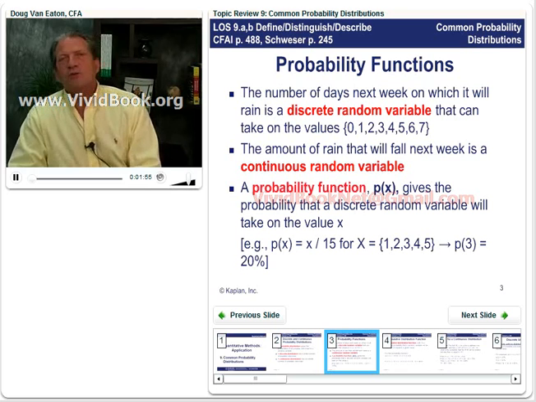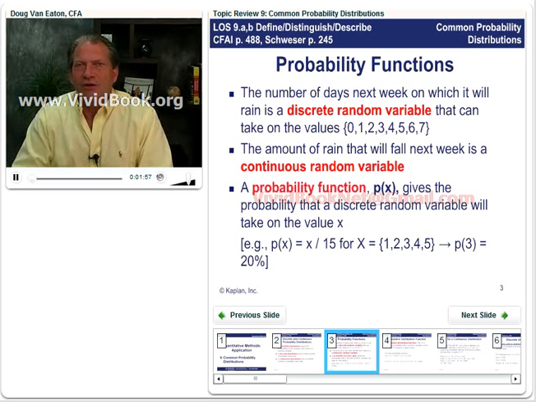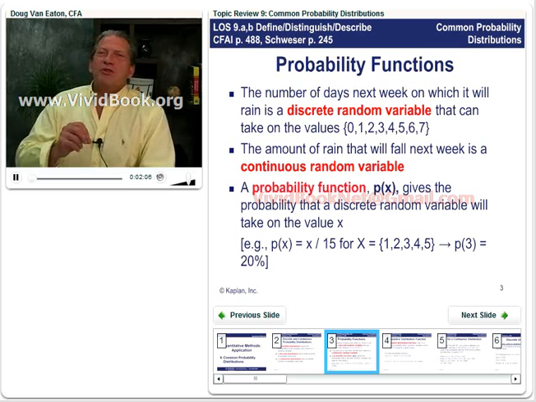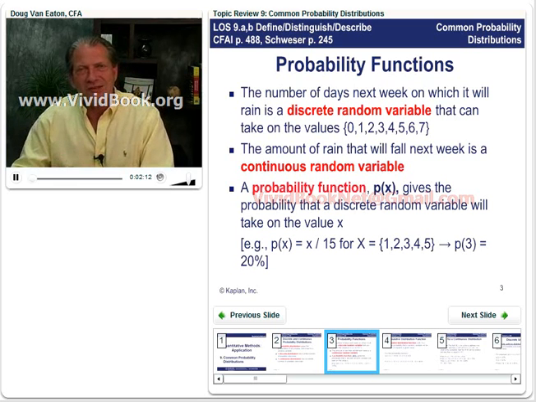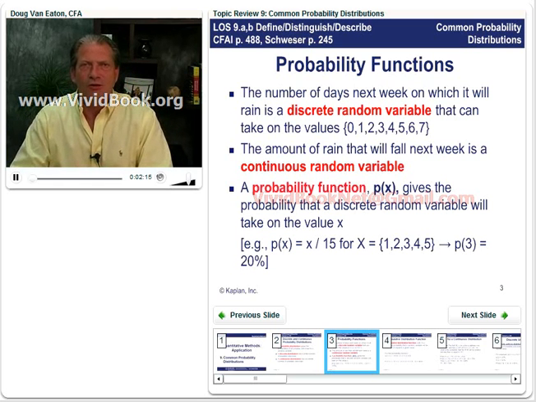Now let's say, what's the probability of getting 3 inches of rain next week? Well, that may be high. Let's say 0.3 inches of rain next week. But if you go 0.30000 as far as you like, then the probability of hitting that right on the nose is 0. So a probability function gives the probability that a discrete random variable will take on the value x. This is for a discrete random variable, and we've got an example of one here.